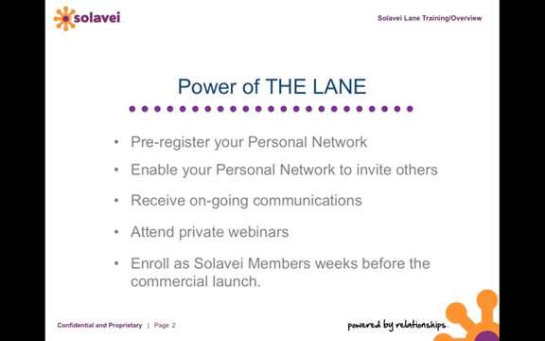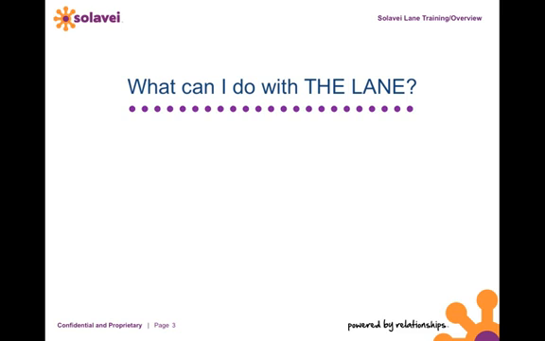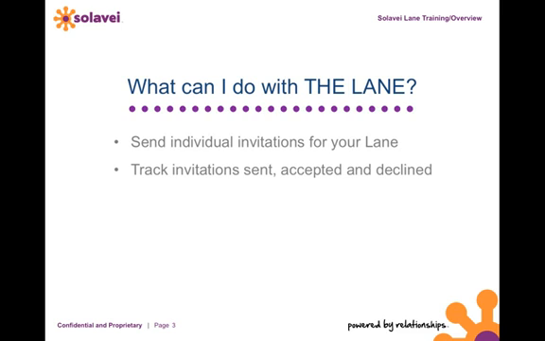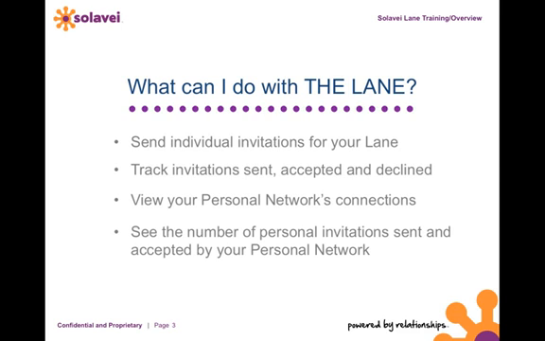So right now, people are just enrolling into the lanes. They'll need to enroll again as Solavei members in September. So what can I do with the lane? What's the purpose of it? What are my abilities? You can send individual invitations from your lane to your personal contacts. You can track those invitations that were sent, accepted, and declined. You can view your personal network's connections and see the number of personal invitations sent and accepted by your personal network. And I'll be going over a few screenshots of this in a little bit.